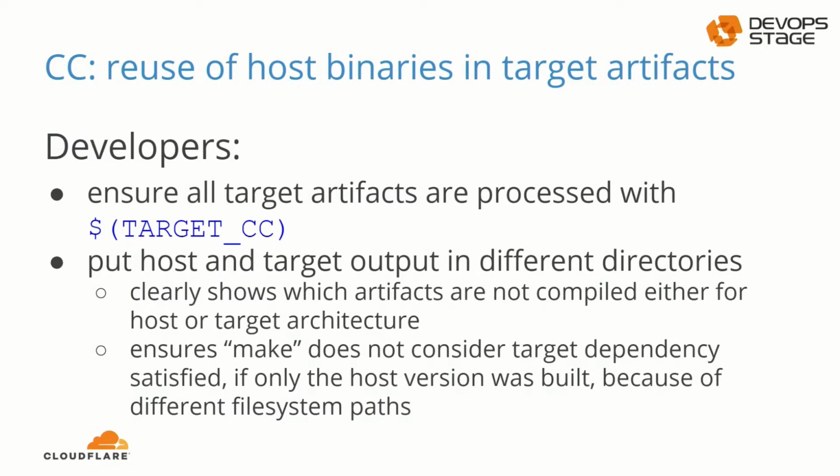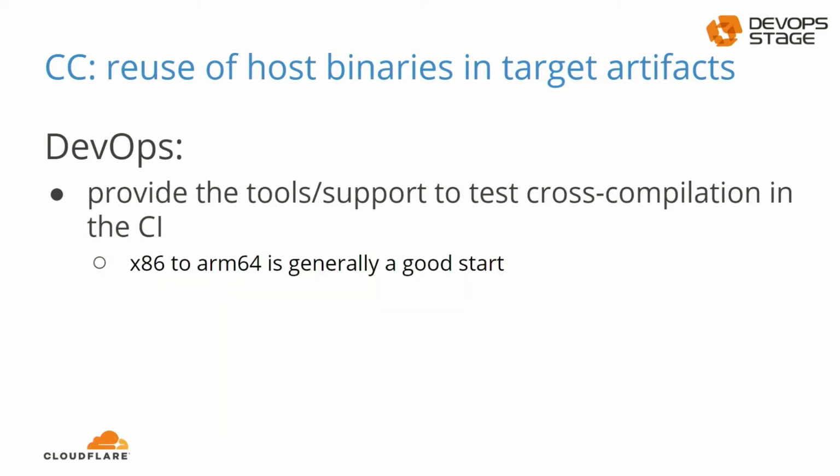Your output contains two folders, host and target, and your host output binaries go into the host folder, and target output binaries go into the target folder. If you ever compiled Android, they actually do it this way, and it's quite convenient. For DevOps, as in the case before, you can also test the cross-compilation in the CI.